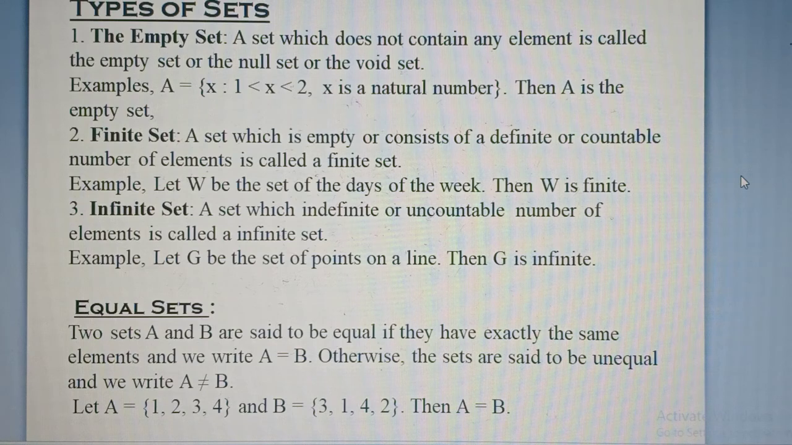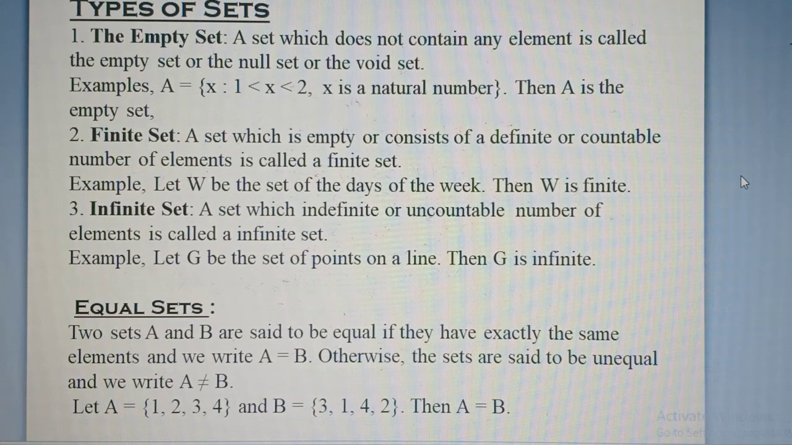Next is, what are equal sets? When are two sets said to be equal? Two sets A and B are said to be equal if they have exactly the same elements, and we write A = B. Otherwise the sets are said to be unequal and we write A ≠ B. So students, in equal sets the elements of both sets must be the same. The order may not be the same, but the elements must be.